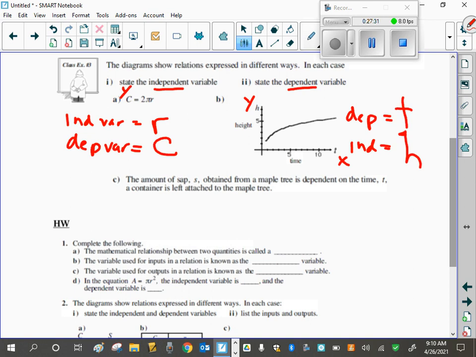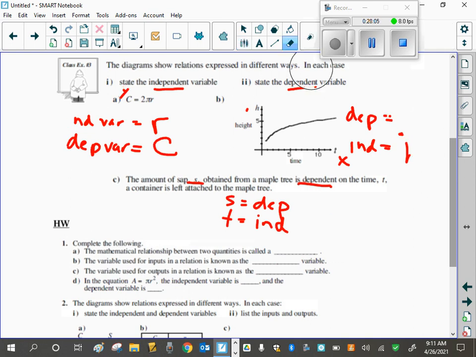Okay, and this one says S is dependent. So S is dependent. And T is independent. All right, so homework, page 7 and 8. So far, we'll build on that. You'll be happy to know.